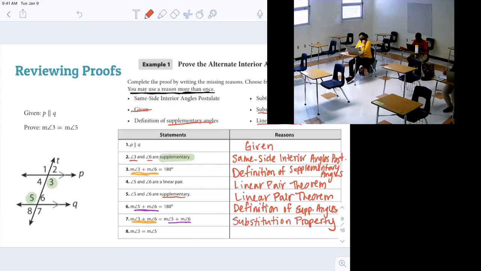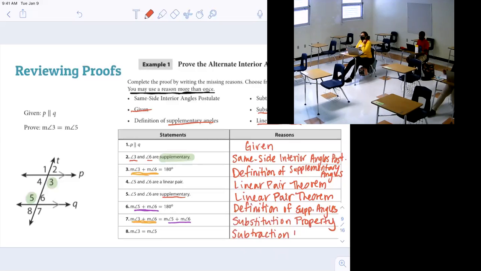And then finally, to get what they got at the end, notice they kind of simplified that equation. What did they do to simplify it? They subtracted. What did they subtract from both sides? The measure of angle 6. Yeah, angle 6. They kind of eliminated angle 6 by subtracting it from both sides. So there you go. Subtraction property.